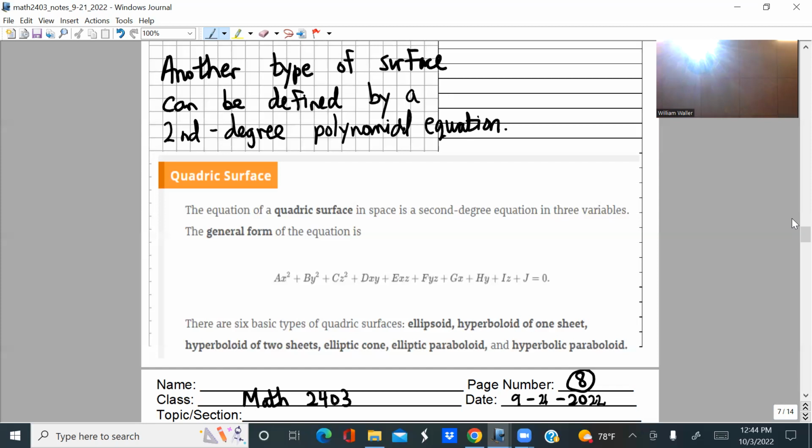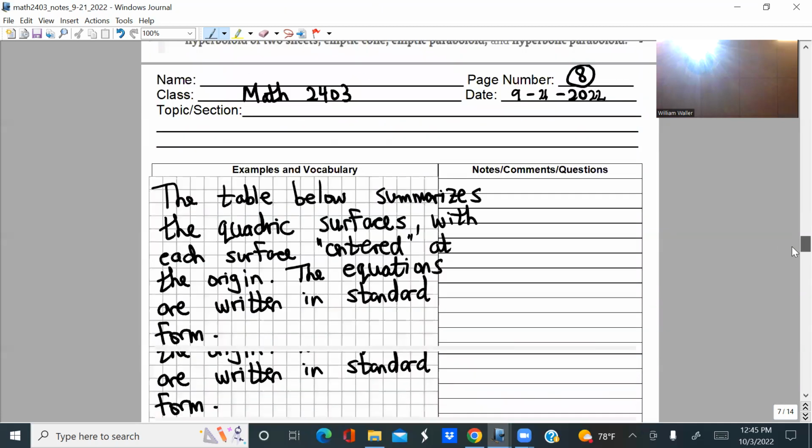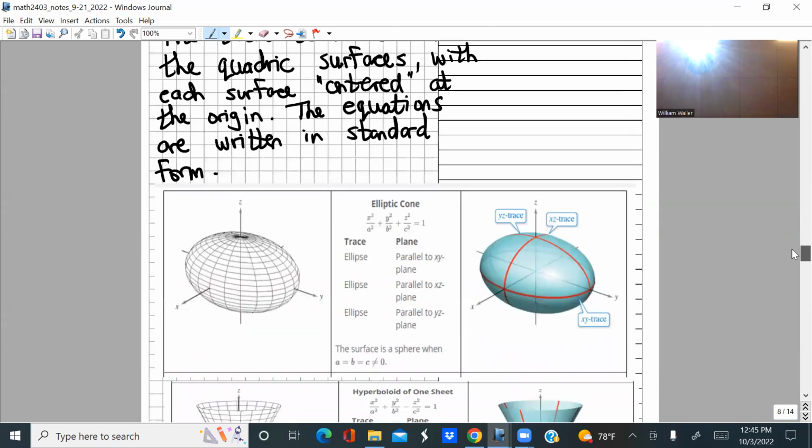But nevertheless, when you graph a second degree equation in three variables, you're going to get a surface like one of the following. Here are the things that you can get from a second degree equation. We're just going to practice a little bit with trying to recognize what sort of surface we're going to get from a particular equation. We're not going to try to actually graph them by hand, but you want to imagine this is possible.